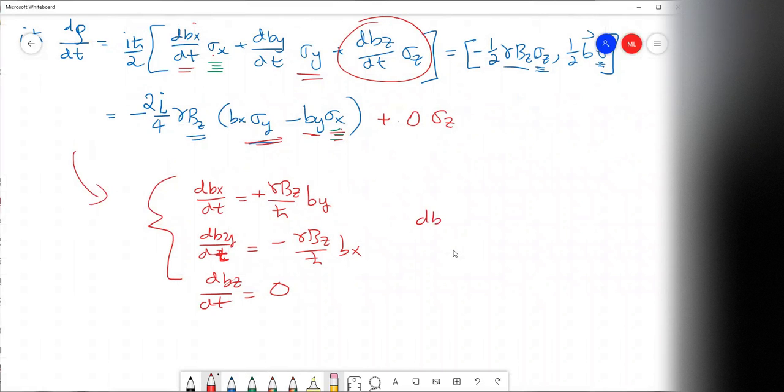But the point is, what you can show is that the time derivative, you see the x component is equal to the y one, and this y component is equal to the x. So if you write it in vector notation, that just becomes db/dt proportional to b cross B, like this.